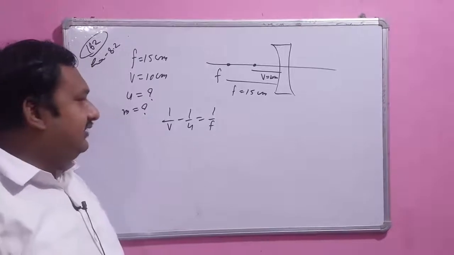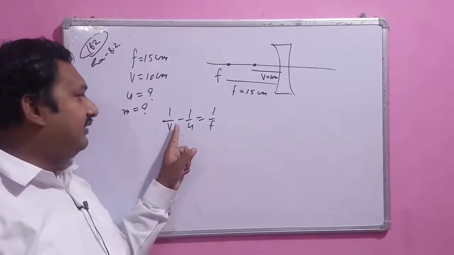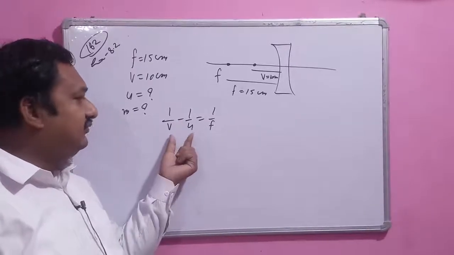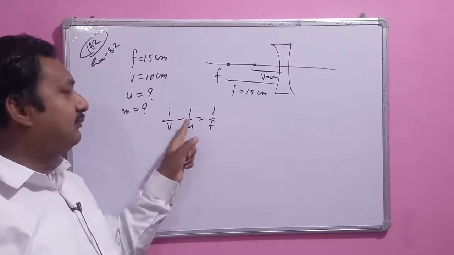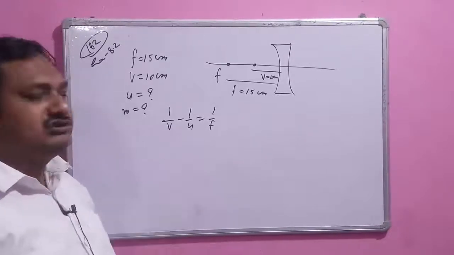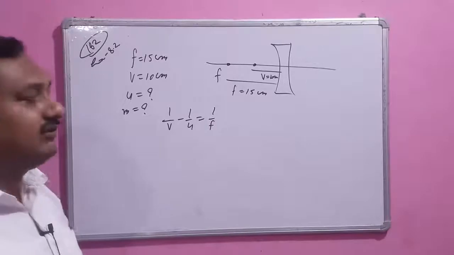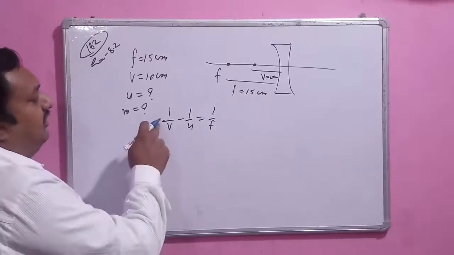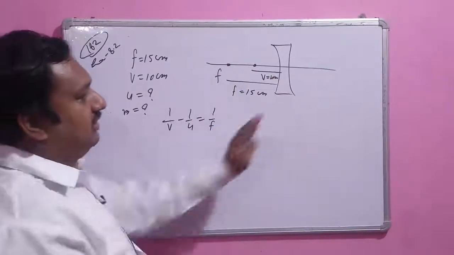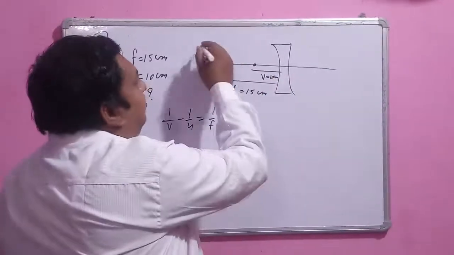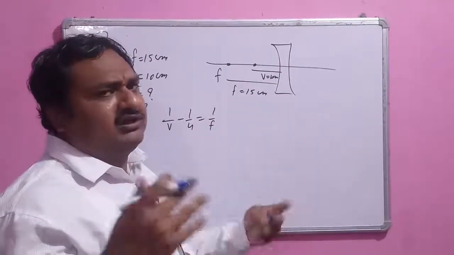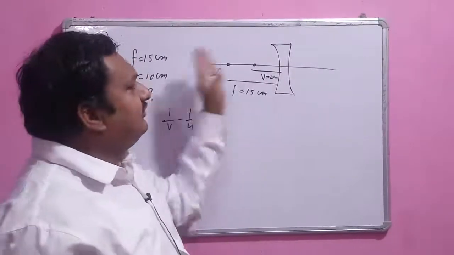You know that it is somewhat different, because in the mirror we use a positive symbol here, but in the lenses we use a negative symbol: 1 upon v minus 1 upon u equal to 1 upon f. According to that formula we have to find the object distance, image distance or the focal length, whatever it is. So first you have to assign signs. As the image is forming here to the left of the lens, and suppose the object is also on the left of the lens, because in the case of a concave lens the object is on the left of the lens.